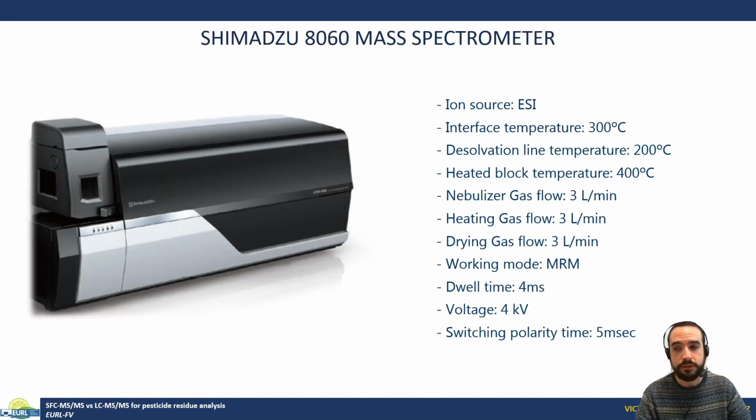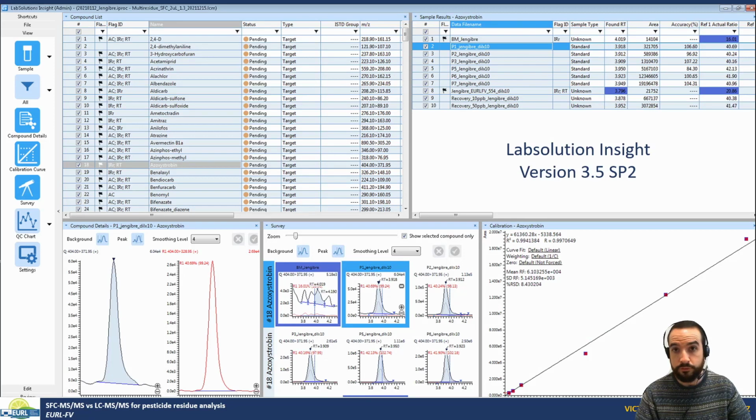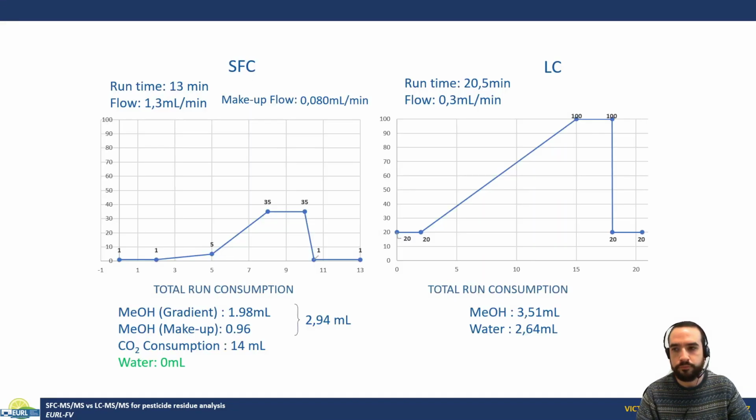Both chromatographies are coupled to the same mass spectrometer. It's an unusual triple quad. SFC does not need a specific mass spectrometer, and you can use a common electrospray ion source. Regarding software, as we are using a triple quad mass spectrometer, the data treatment is exactly the same as liquid chromatography.